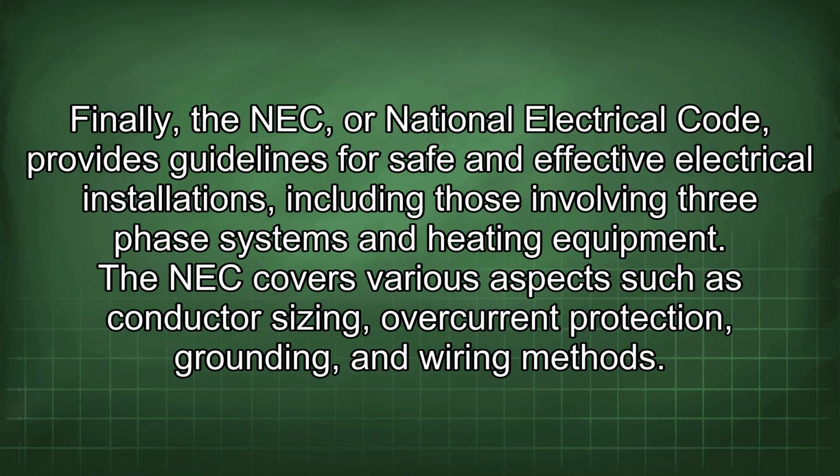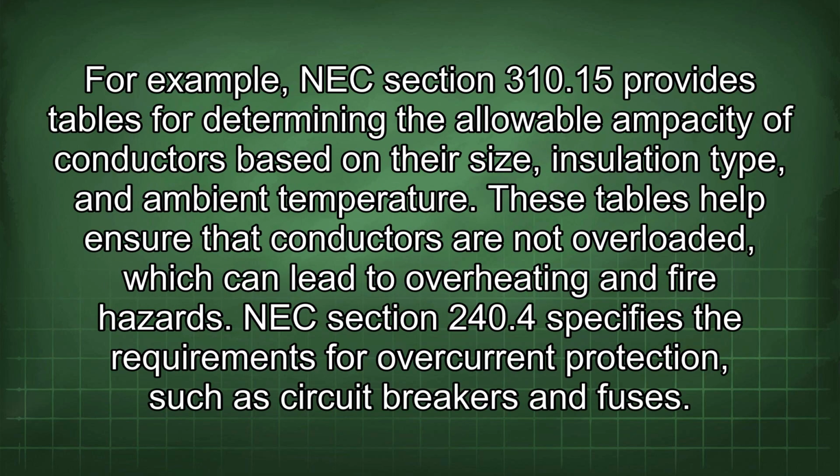Finally, the NEC, or National Electrical Code, provides guidelines for safe and effective electrical installations, including those involving three-phase systems and heating equipment. The NEC covers various aspects such as conductor sizing, overcurrent protection, grounding, and wiring methods. For example, NEC Section 310.15 provides tables for determining the allowable ampacity of conductors based on their size, insulation type, and ambient temperature. These tables help ensure that conductors are not overloaded, which can lead to overheating and fire hazards.